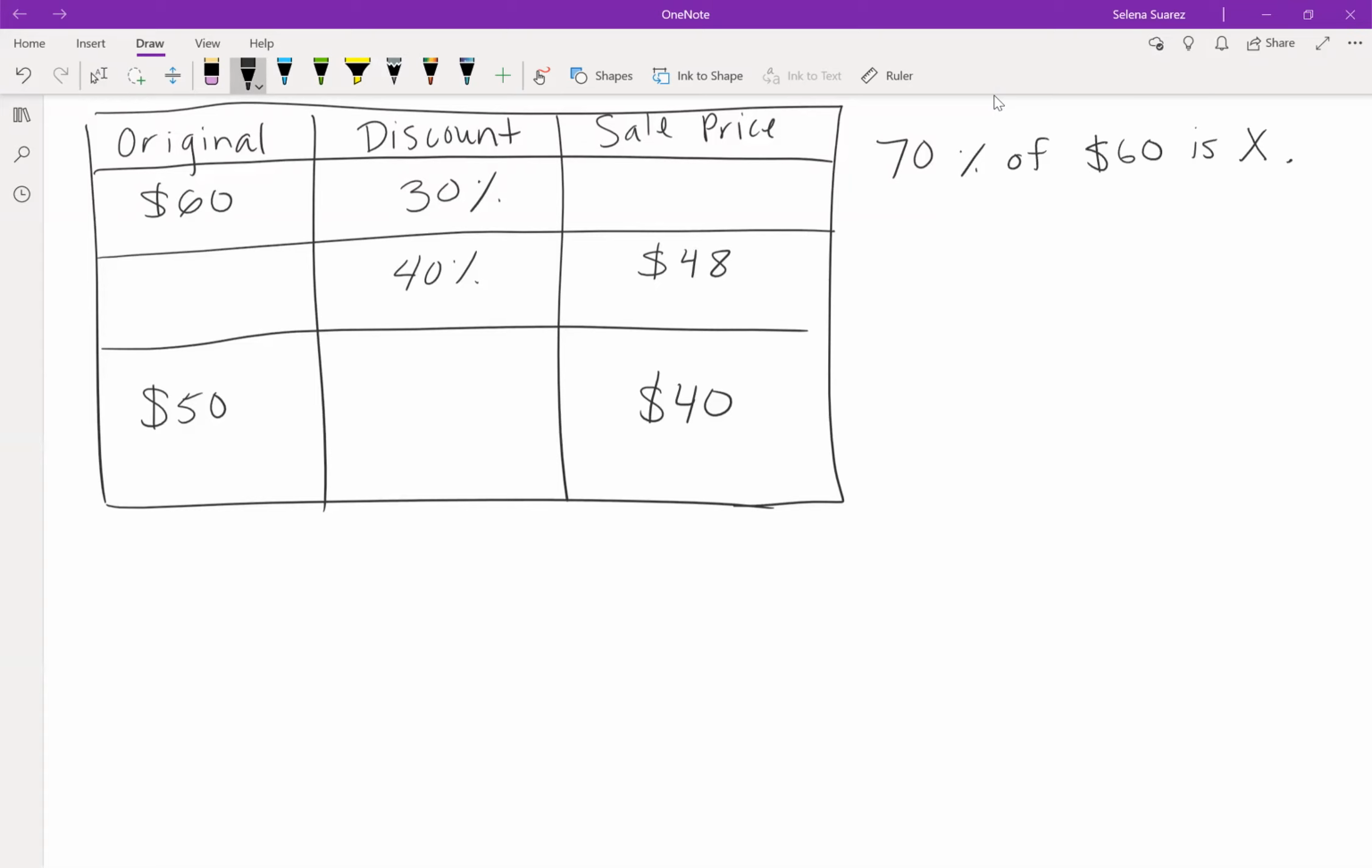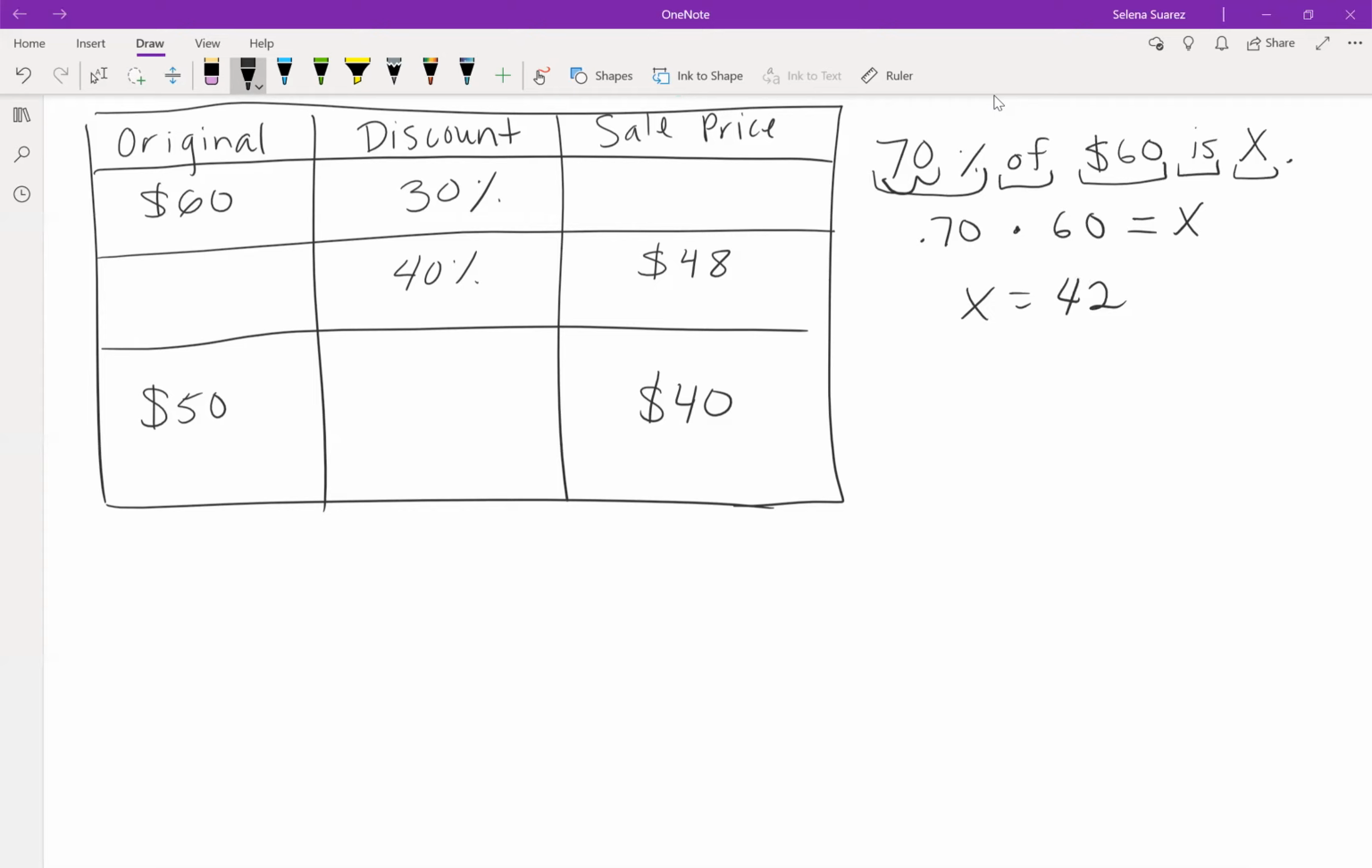So 70%, I'm going to change this into a decimal because I already know I'm going to have to do that. So that's going to be 0.70. And if you don't remember, you just move the decimal over twice. Of means that you're multiplying, so times the 60. Is means equals, and then you already have your variable for the sale price, which we're trying to solve for. So I have 0.70 times 60 equals X. If you plug this into a calculator, it ends up giving you 42.